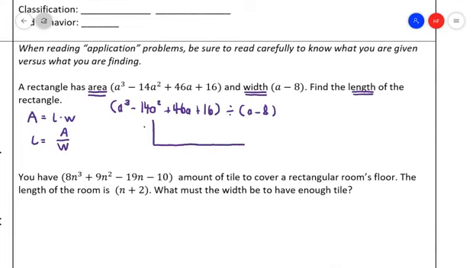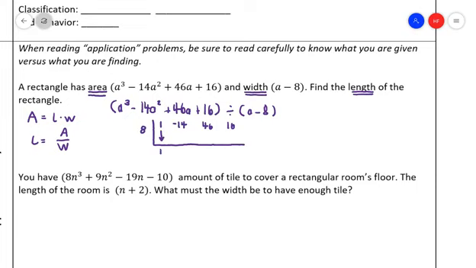A minus 8, I'm going to take the opposite of that for the outside. So positive 8 goes on the outside, and then I'm going to make sure all my powers are there. Highest one is a 3, so it goes 3, 2, 1, constant. They're all there. I'm going to take out their coefficients. 1, negative 14, 46, 16.